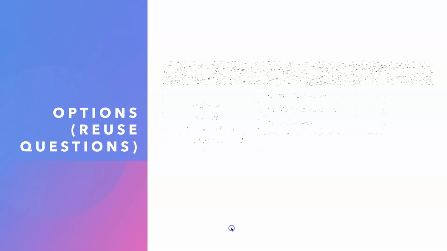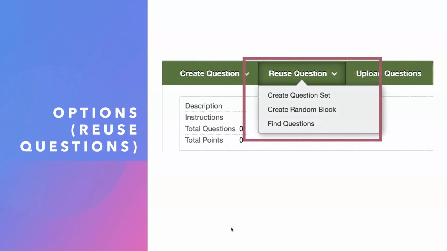Using pools may appear a bit confusing at first. So let us quickly review the options that you will have in Blackboard. When setting up a test in Blackboard, we will use the option for reuse questions instead of create question. With reuse question, we will have three options. Let us see how these are different from each other.